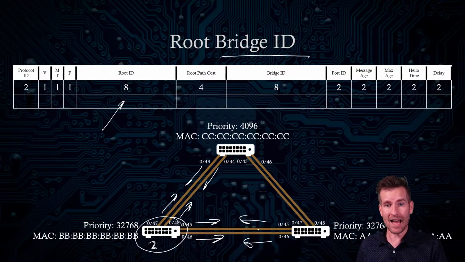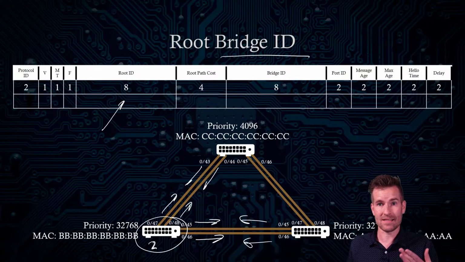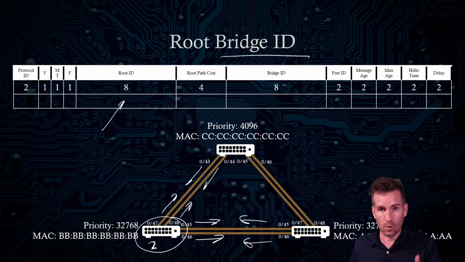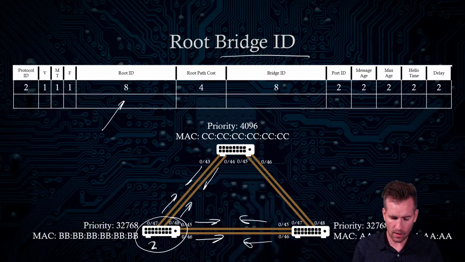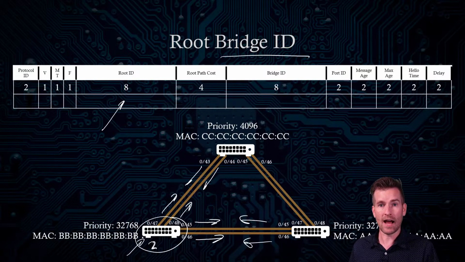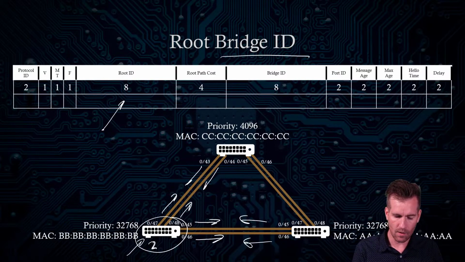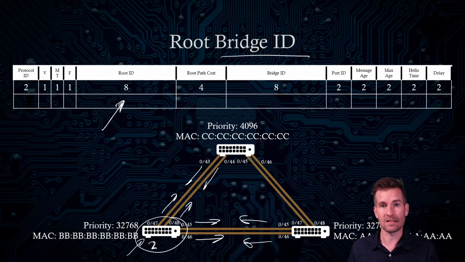Once that happens, and this switch realizes that there is a better root bridge out there, a root bridge that has a lower priority or a lower MAC address, then it will adjust. It will now know that there is a different root bridge out there, and it will change the root ID to whatever new bridge it discovers.